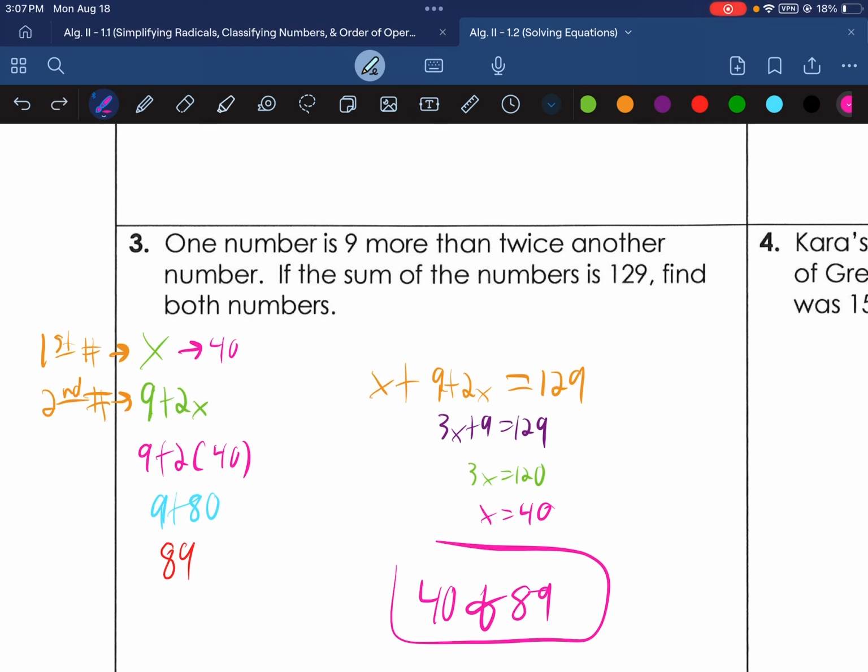If you had wanted to, you could also have found that second number, 89, by saying 40 plus some other number, y, for example, is equal to 129, because we know the sum of the numbers is 129.